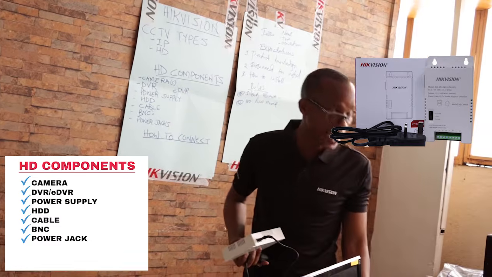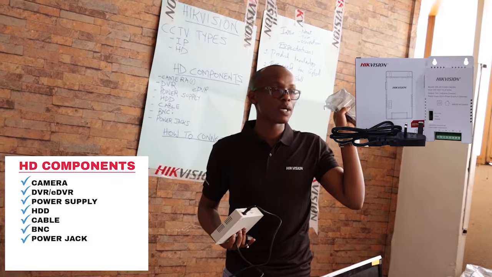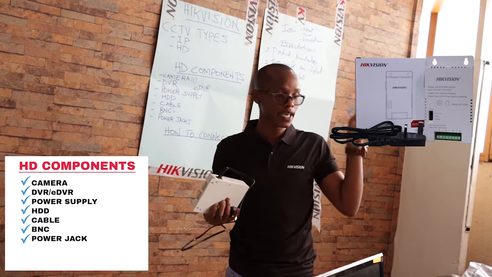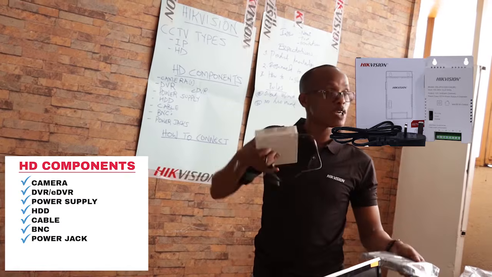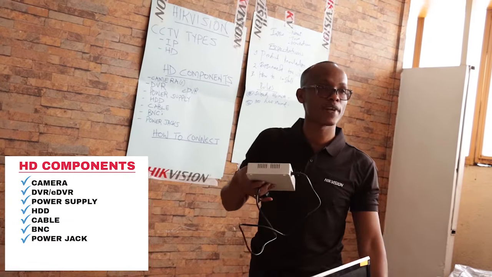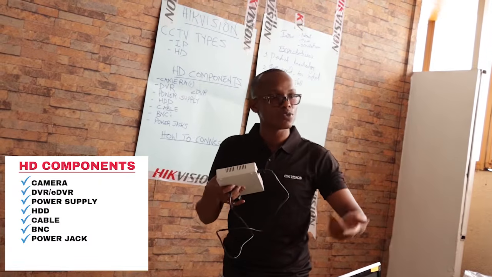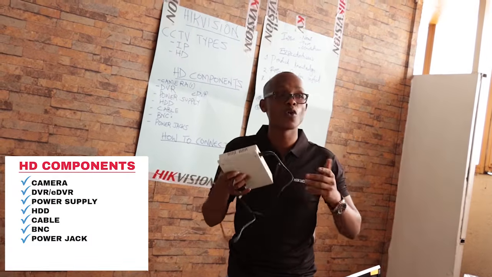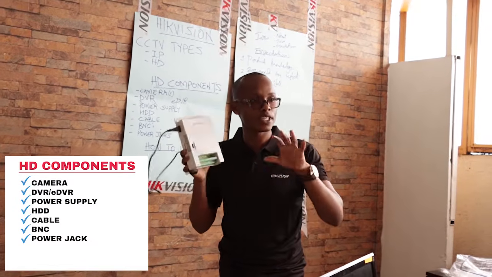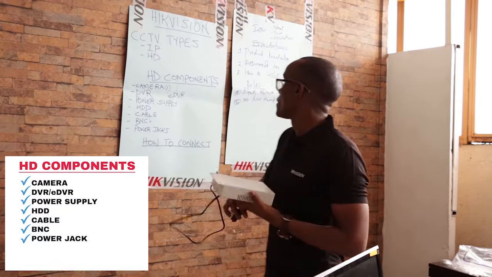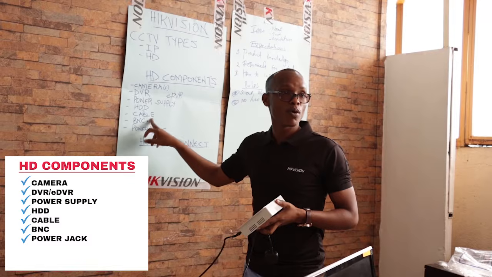We have talked about the HDD, hard disk. There are two types of hard disk. There's the normal hard disk for the computer, which sometimes people use. But there are special hard disks called surveillance hard disks, which when full, know what to do. It is meant for surveillance. CCTV, another term is surveillance. You are surveying. The next item you require to install CCTV is a cable.